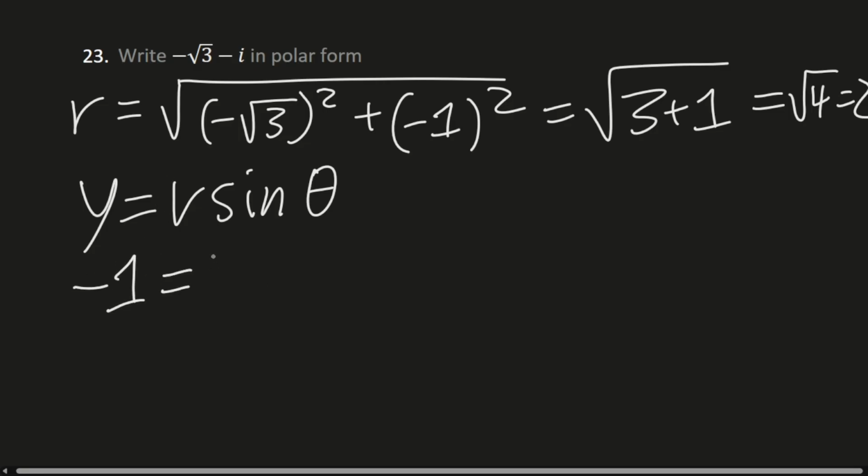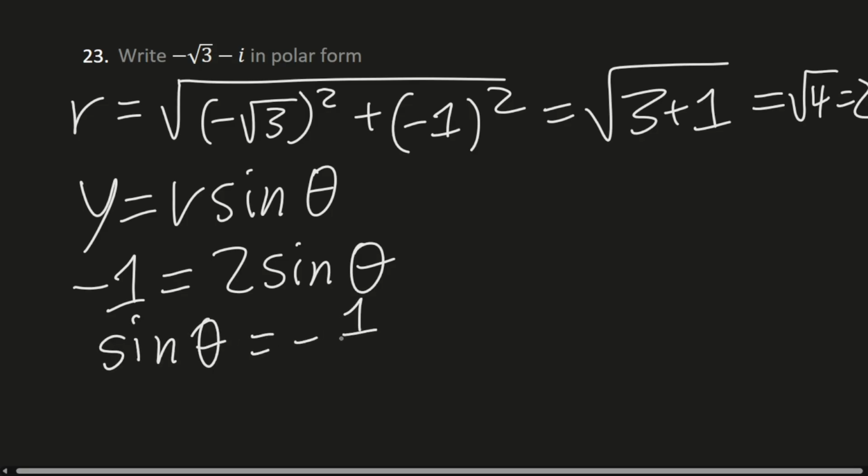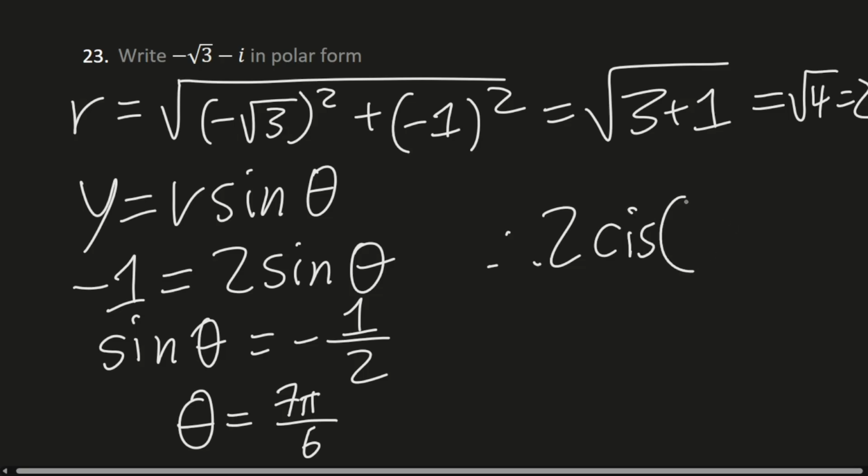Negative 1 is equal to 2 sine theta. This gives me sine theta is equal to negative 1 over 2. Let me see, this is going to be in quadrant 3, and this is also a nice number, and so I'm doing this in my head. This is going to be 7 pi over 6 for the angle. Therefore, we can write this as 2 cis of 7 pi over 6.